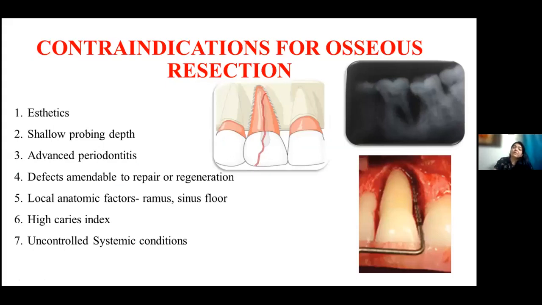Contraindication is where you have aesthetic issues. If you do osseous recontouring, the gingiva will follow. So in high aesthetic demanding cases you can't do it; you have to plan your cases. Where there is a shallow probing depth, you don't need to do anything to the bone, other than just filing it. You should not do surgery only for shallow probing depth.